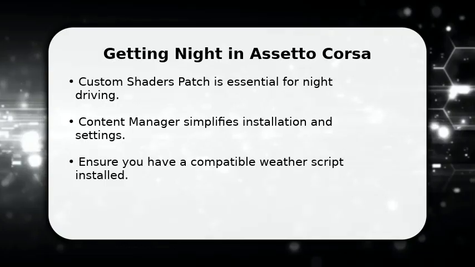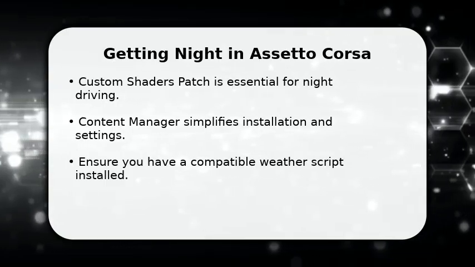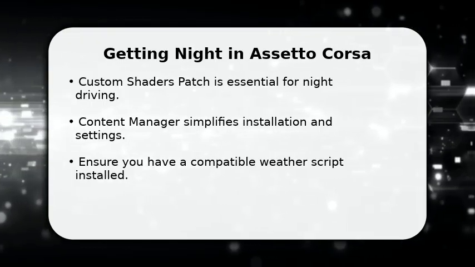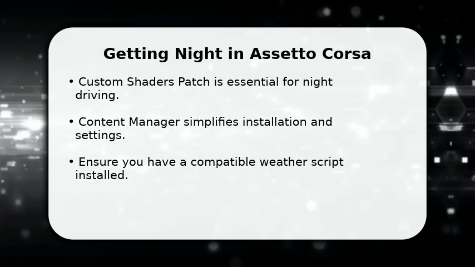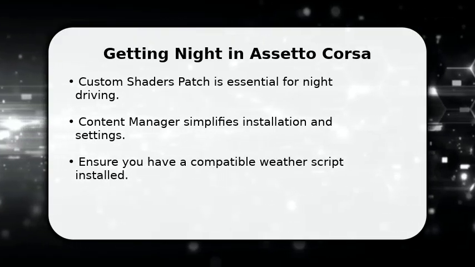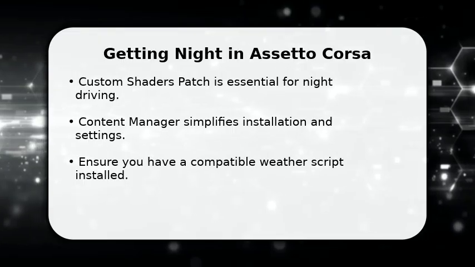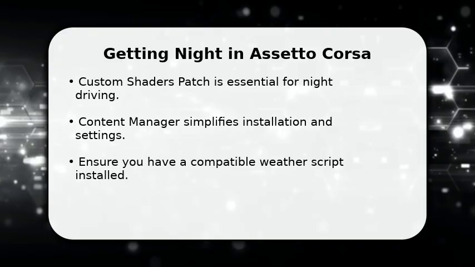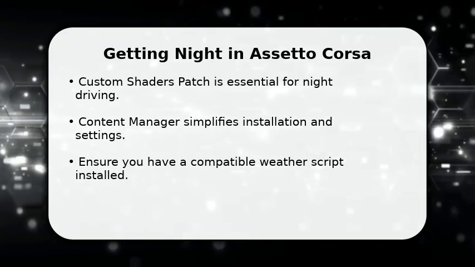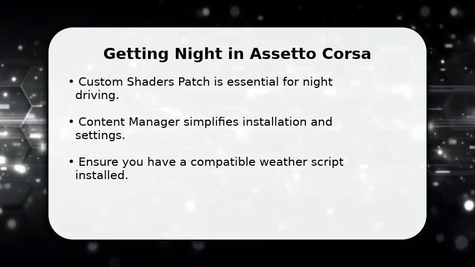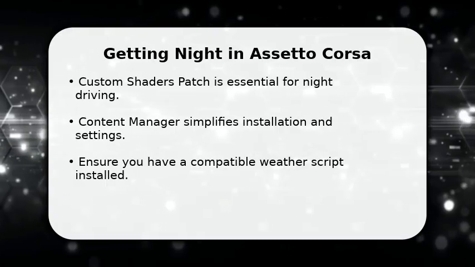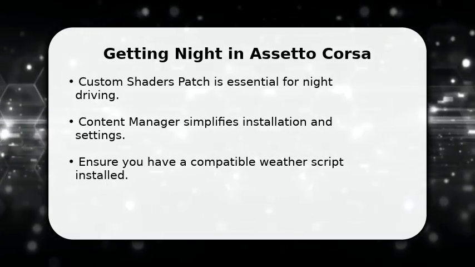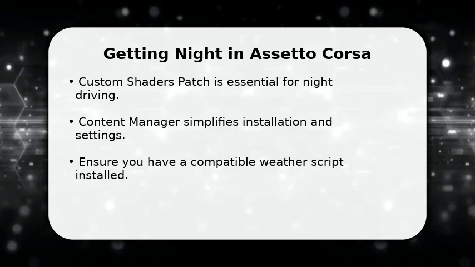Enjoy the video. In this video, I will explain how to get nighttime in Assetto Corsa. First, you'll need to ensure you have Content Manager and the custom shaders patch installed. These two tools are fundamental for unlocking advanced visual features, including dynamic weather and time of day. We'll walk through the necessary steps to configure your game for an immersive night driving experience, making sure everything is set up correctly for you to enjoy the darker tracks.